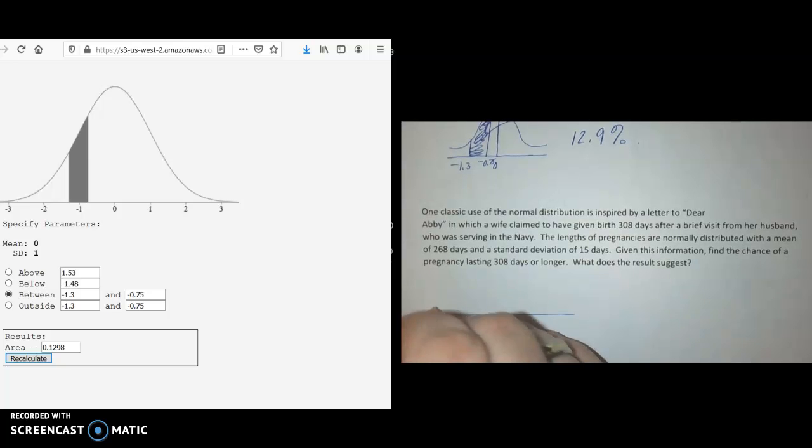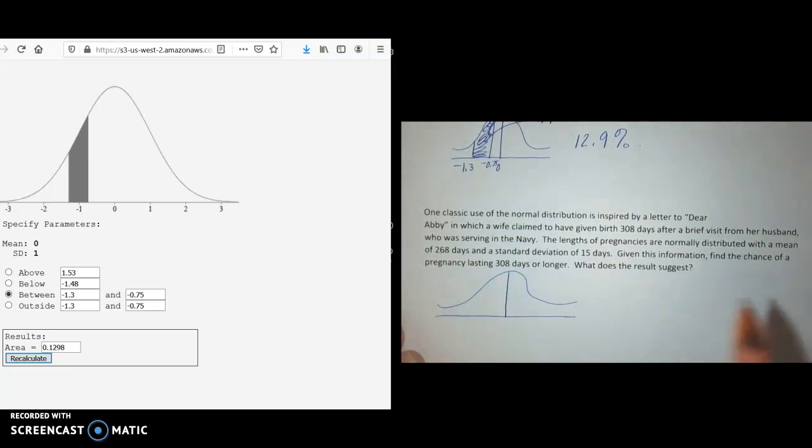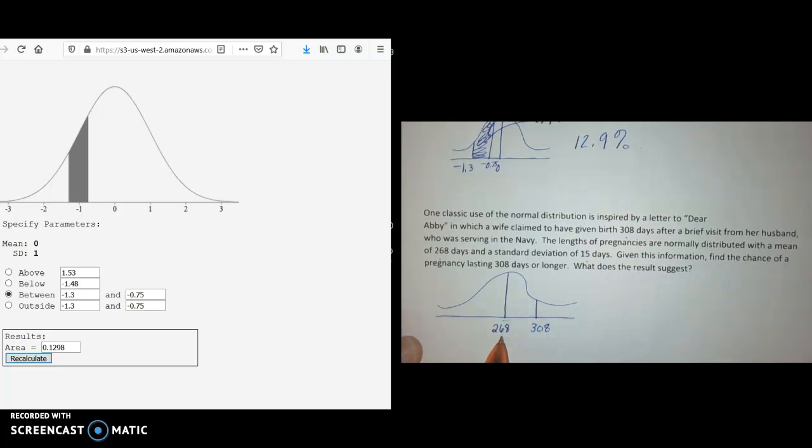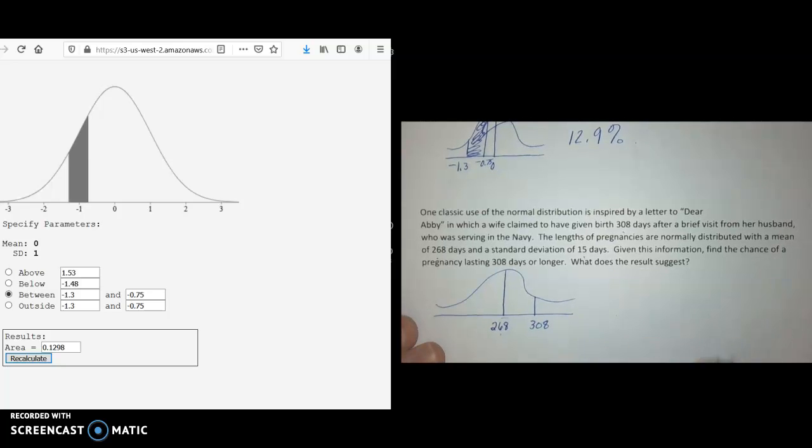Okay, so what I need to do is on the normal distribution, I know that the mean is 268 days and the standard deviation is 15 days. And the wife claims that she gave birth 308 days after her husband visited her. Okay? So 308 is somewhere over here. But to use my standard normal curve, I want to change these to z-scores. So I'm going to say z is equal to 308 minus 268 divided by the standard deviation, which is 15.